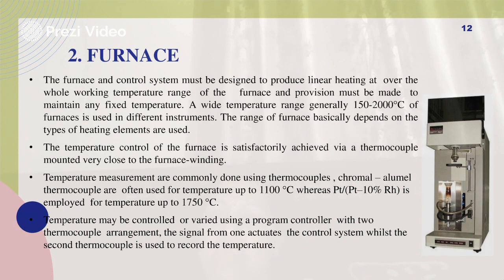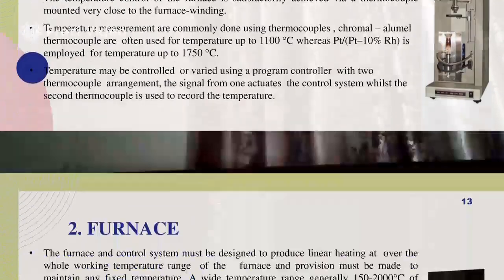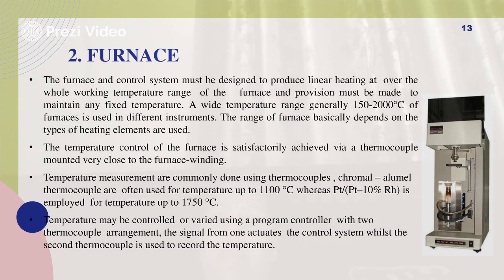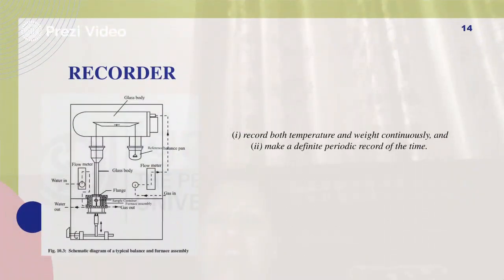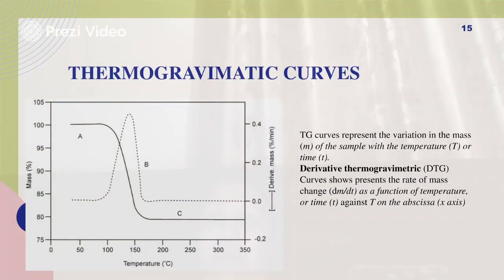Second is the furnace. The furnace and control system must be designed to produce linear heating over the whole working temperature range of the furnace. The temperature range is 150 to 2000 degrees Celsius. That is the furnace. Next is the recorder. The recorder records both temperature and weight continuously and makes a definite record over a period of time.